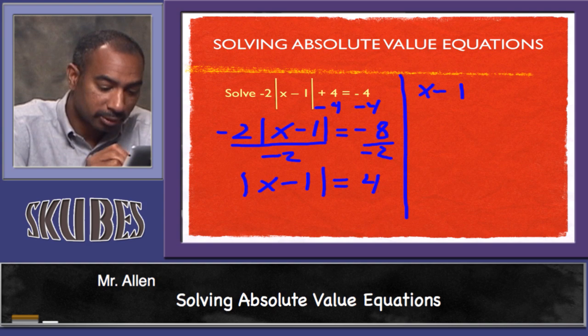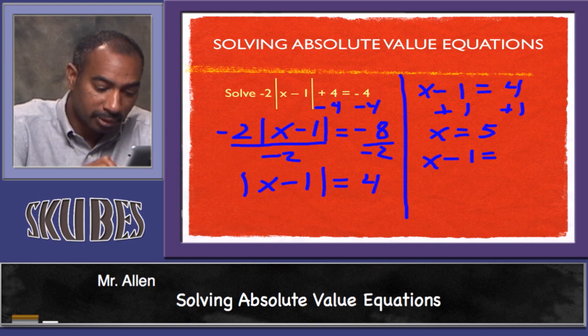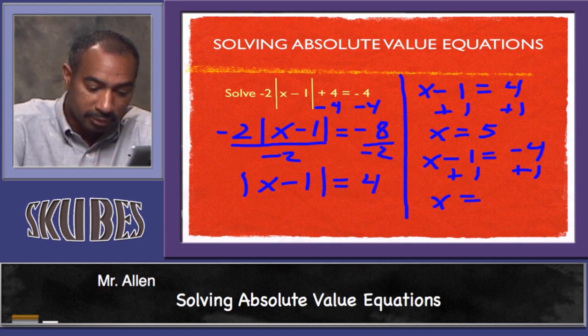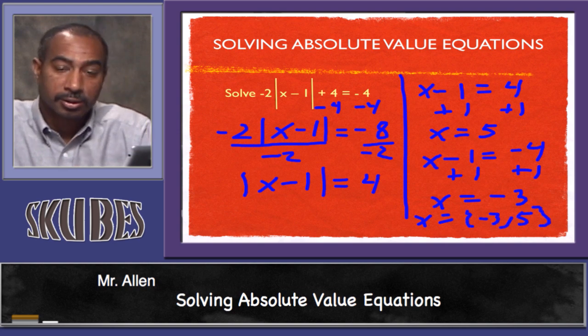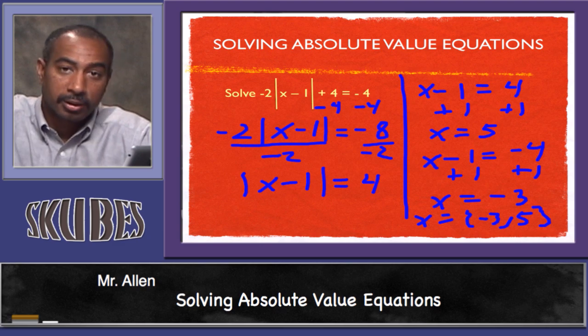And again, you have two equations. x minus 1 equals 4. Add 1 to both sides, x equals 5. And the second equation is x minus 1 equals negative 4. Add 1 to both sides. x is going to equal negative 3. So x equals negative 3 and 5. These are the two solutions. This concludes our lesson for today.